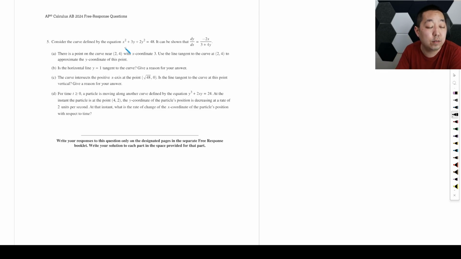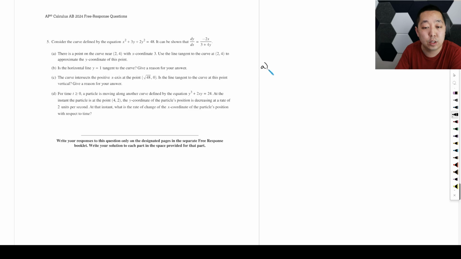So consider the curve defined by this. It can be shown that dy/dx equals negative 2x over 3 plus 4y. Okay, so they didn't ask you to do that. There's a point on the curve near (2, 4) with x coordinate 3. Use the tangent line at the curve to approximate the y coordinate at that point.